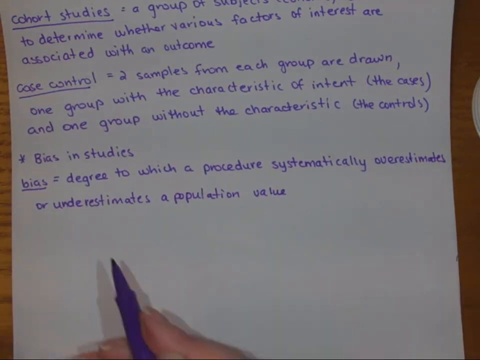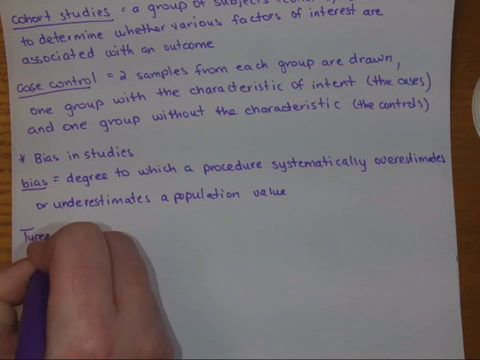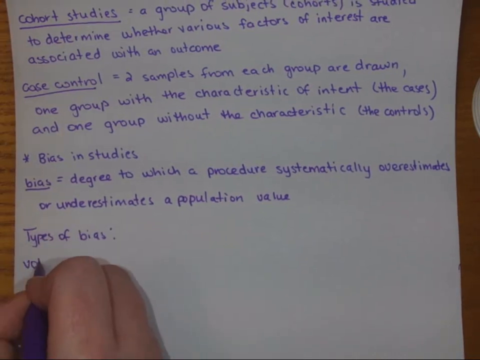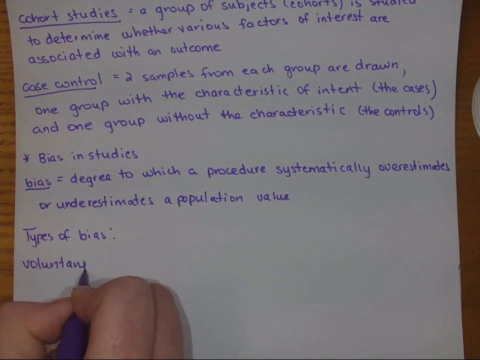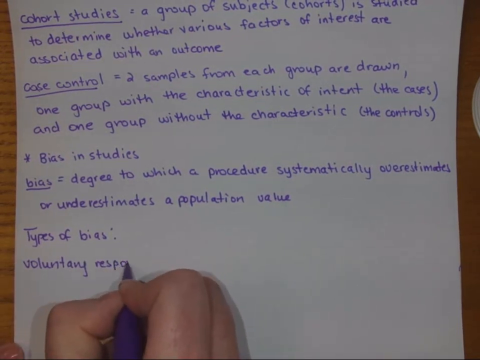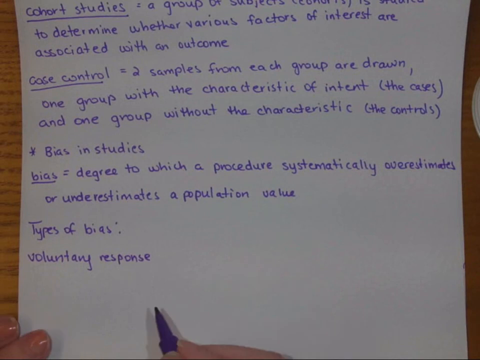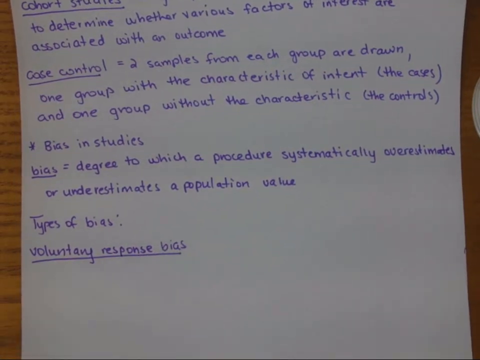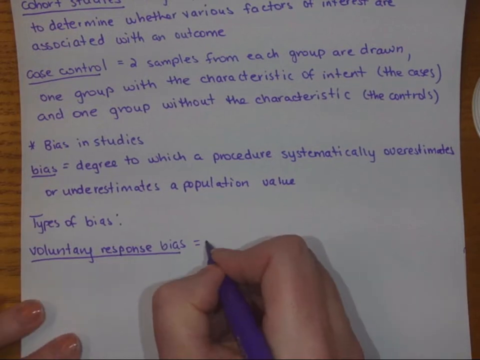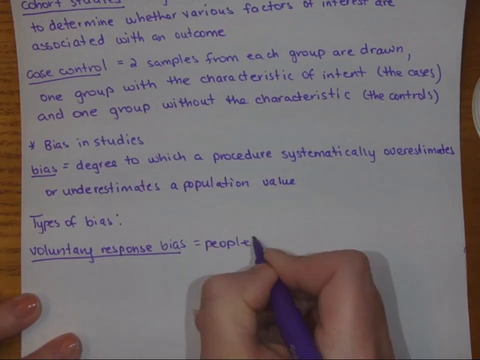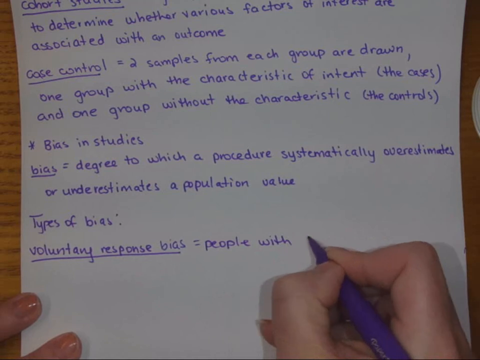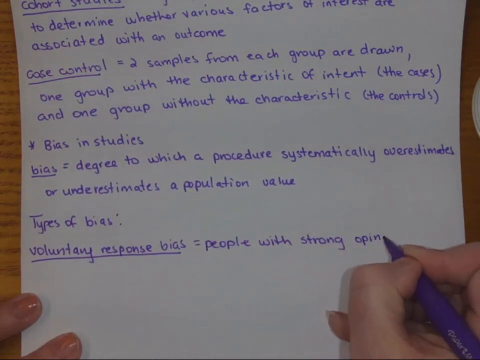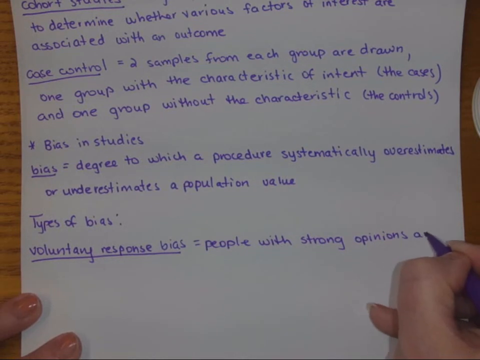Okay. So the types of bias are as follows. The first one is called a voluntary response bias. We've mentioned voluntary responses before. And the bias with voluntary response scenarios is just what I said before. People with strong opinions are more likely to respond, so the survey will be biased towards those people, unless you know that that's the case, right?